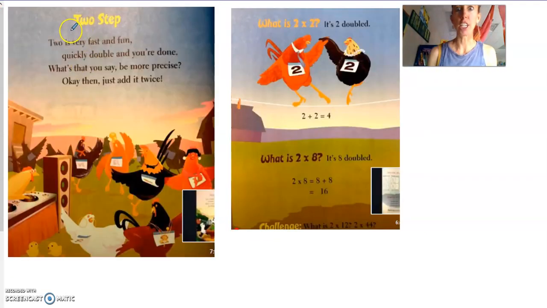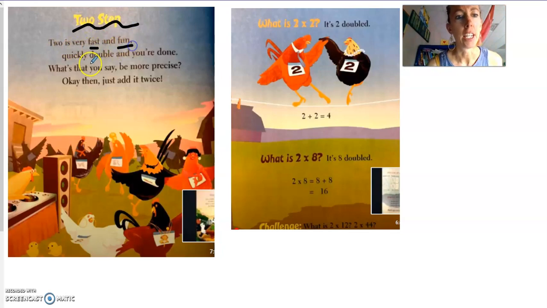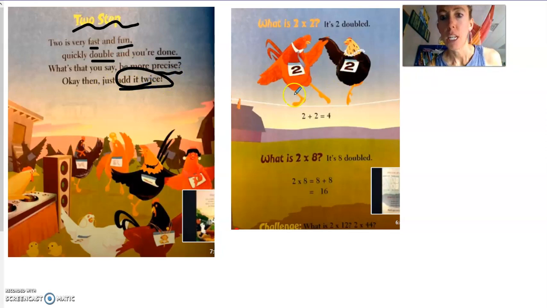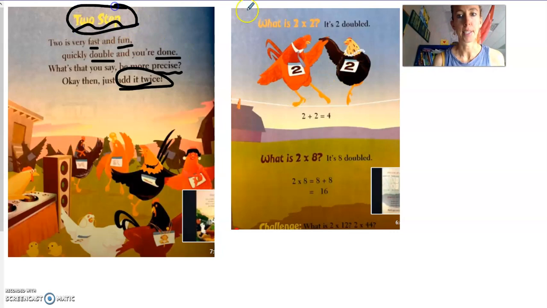The next fun factor is 2, and it's called the 2-step. 2 is very fast and fun. Quickly double, and you're done. What's that you say? Be more precise? Okay then, just add it twice. So here we have 2 chickens doing the 2-step dance. And oh my gosh, they each have a 2 on them.